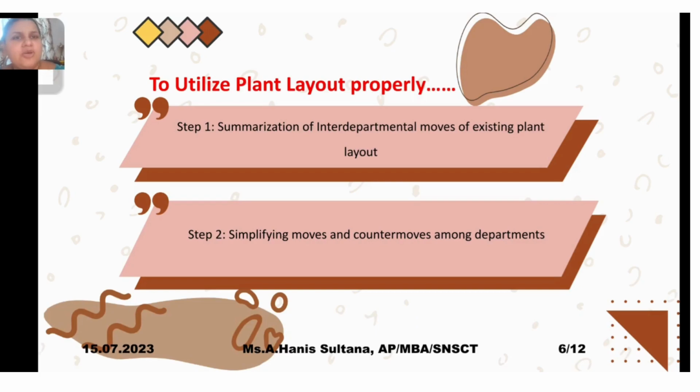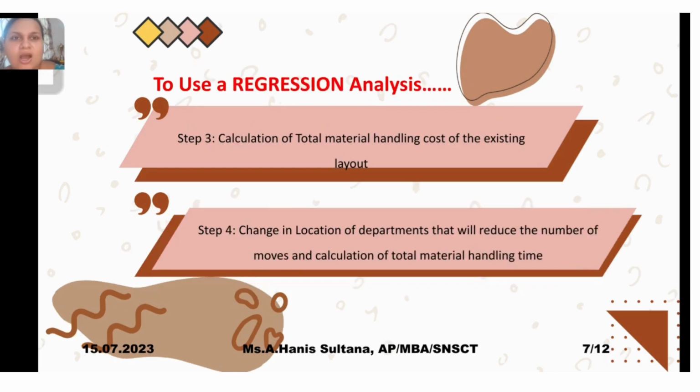And how we are going to deal with this case is by summarization of the interdepartmental moves of the existing plant layout. We are getting the summary of all the departments, and we are using the existing plan to make a new plan, simplifying moves and counter moves among the departments. Some changes and some movements are also taken into consideration: calculation of total handling cost of the existing layout, changes in the location of departments that will reduce the number of moves, and calculation of total material handling time.